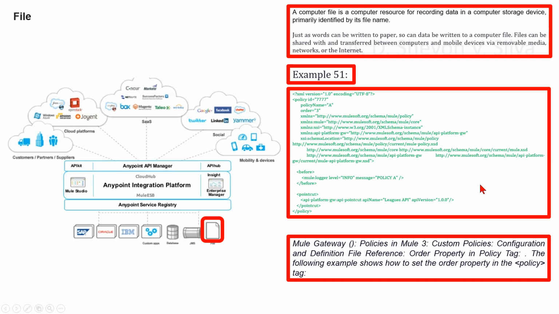Respectively, these policies must be executed before others. The following examples show how to set the order property in the policy tag.